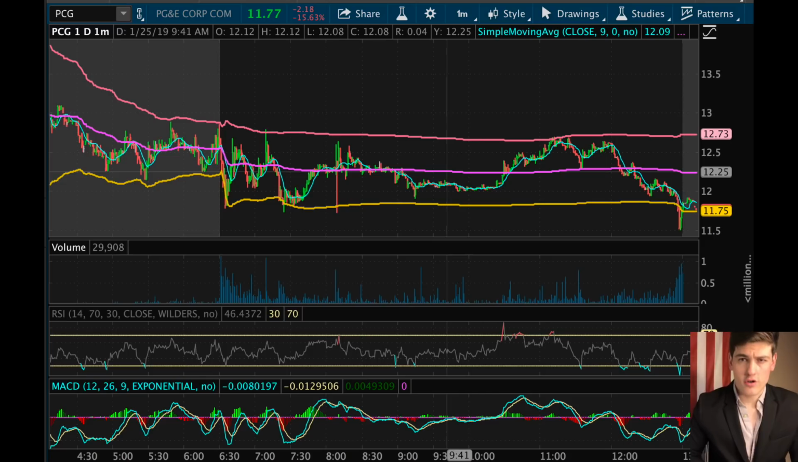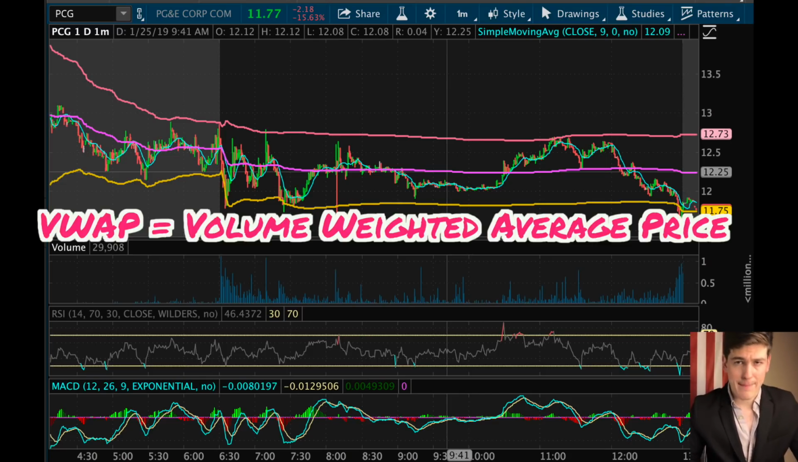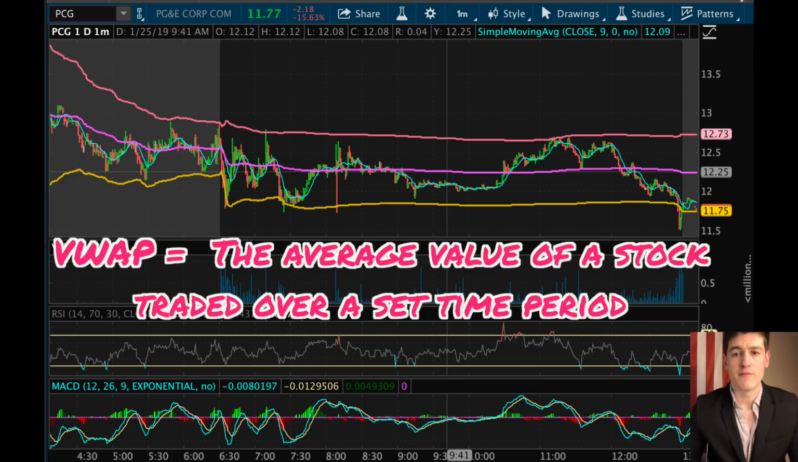Okay, so the VWAP, or VWAP, doesn't really matter, is the volume weighted average price, but put simply, the line indicates the average value of a stock traded over a set time period.